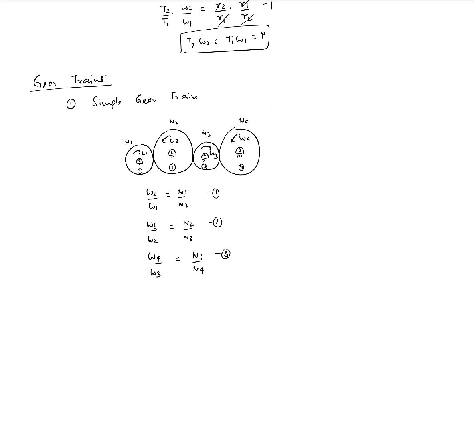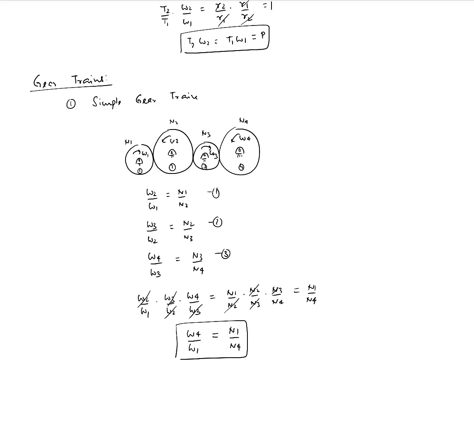Let me multiply all of them and see what I get. I get omega 2 over omega 1 times omega 3 divided by omega 2 times omega 4 divided by omega 3 equal to N1 over N2 times N2 over N3 times N3 over N4. The N2 and N3 cancel, and we get N1 over N4. Omega 3 cancels, omega 2 cancels, and we get omega 4 divided by omega 1 equal to N1 over N4. That's the relationship we get.